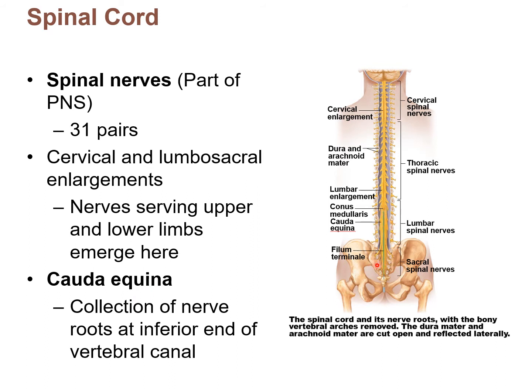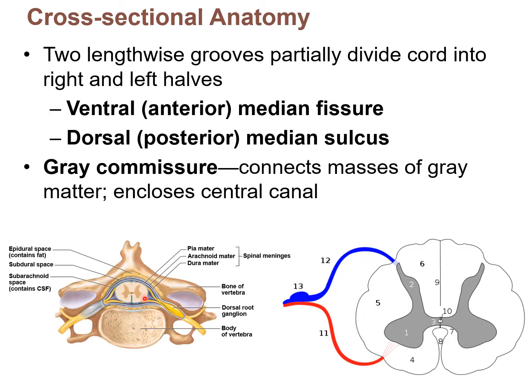Now let's look at a cross section of the spinal cord, and let's take this spinal cord and make it a little larger so we can see it right here. Well, there's two grooves. On the anterior side, we have an anterior or ventral median fissure. And there it is right here. It's a real deep groove. Look how wide it is.